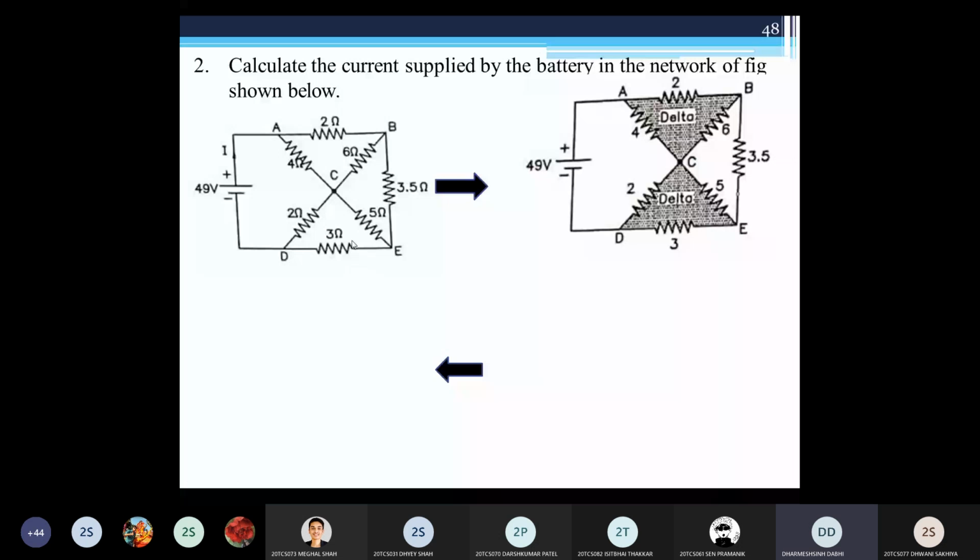Again, repeat. If you do not understand how to draw from delta to star, first draw the star connection within this delta. So here in the middle of this delta fashion, draw one point. From that, draw three lines. One connects with point A, one connects with B, and another connects with the C point, like this. And then remove this delta. Then you can see the equivalent circuit. Same way in the lower delta also.